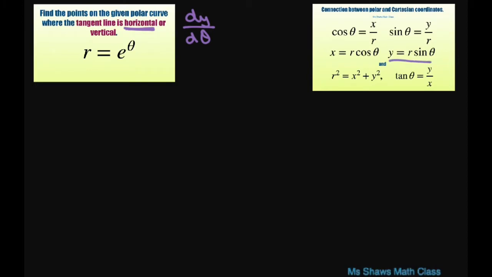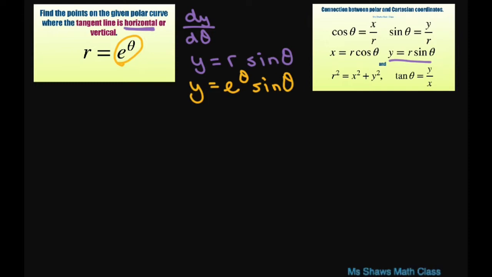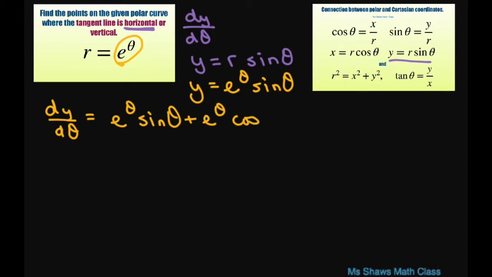So we need our y equals r sine of theta. And what you do is you substitute in your r here, so you get y equals e to the power of theta times sine of theta. Now we can differentiate our y with respect to theta. So this is going to be e to the power of theta times sine of theta plus e to the power of theta times cosine of theta.